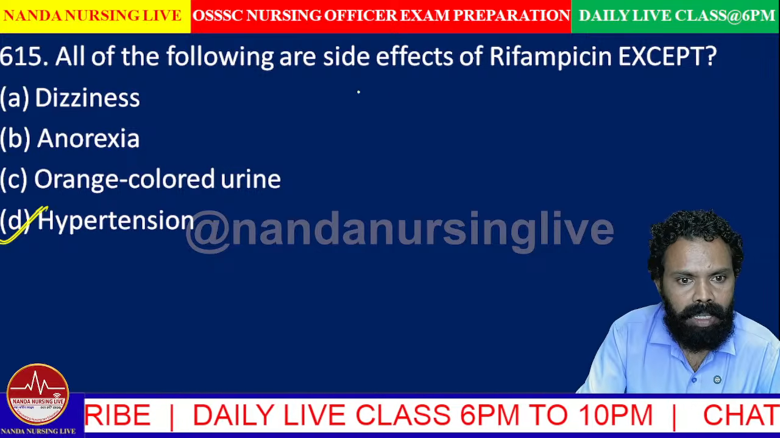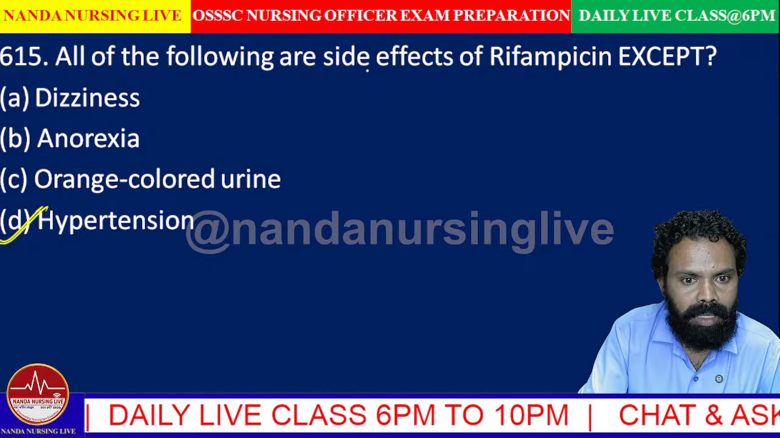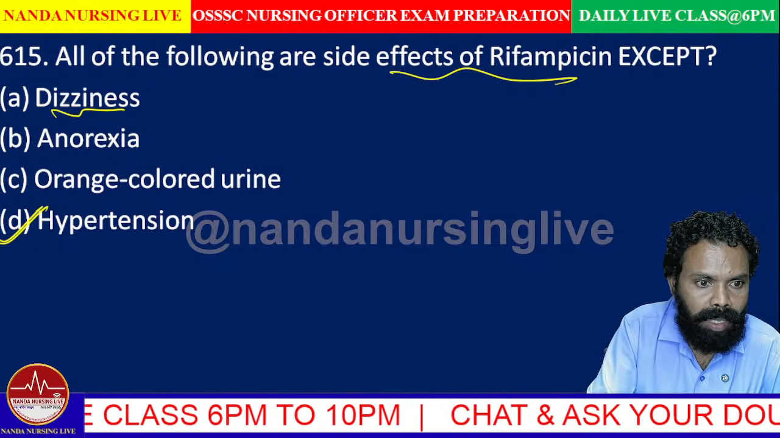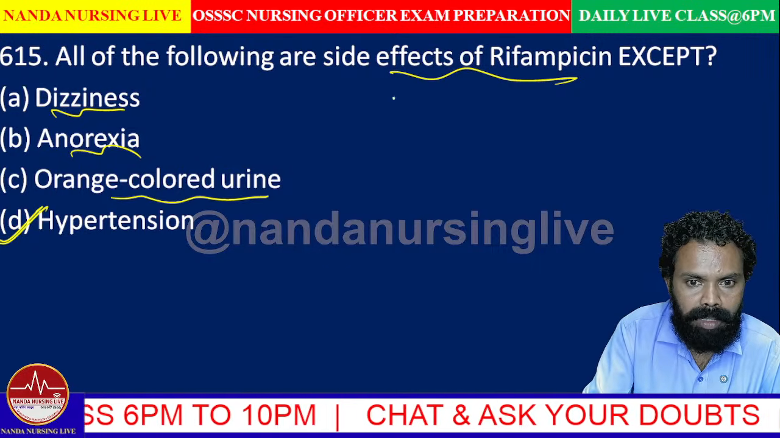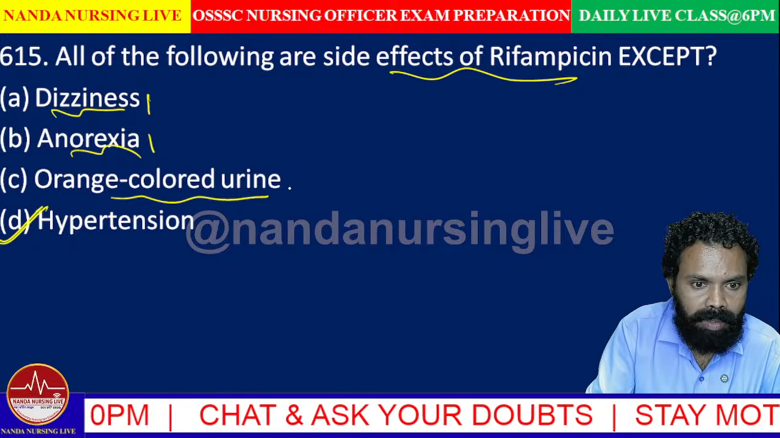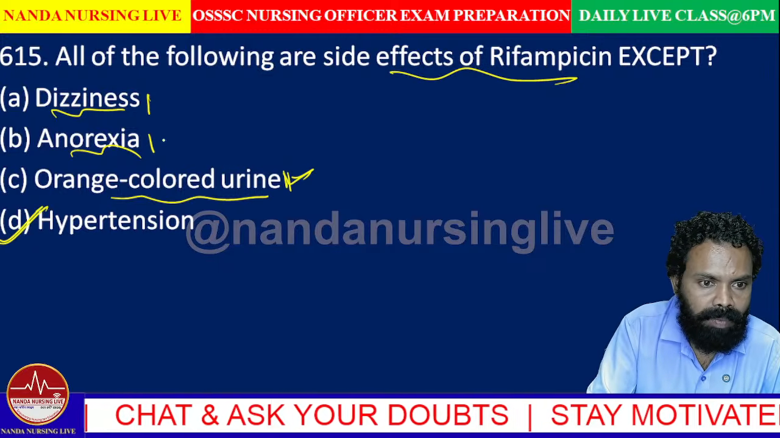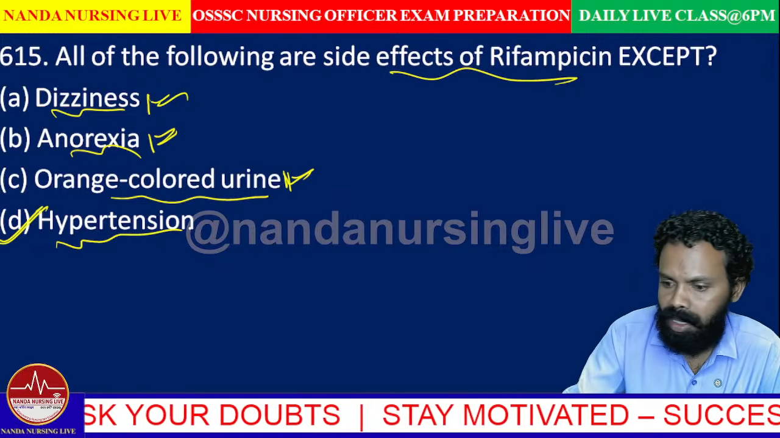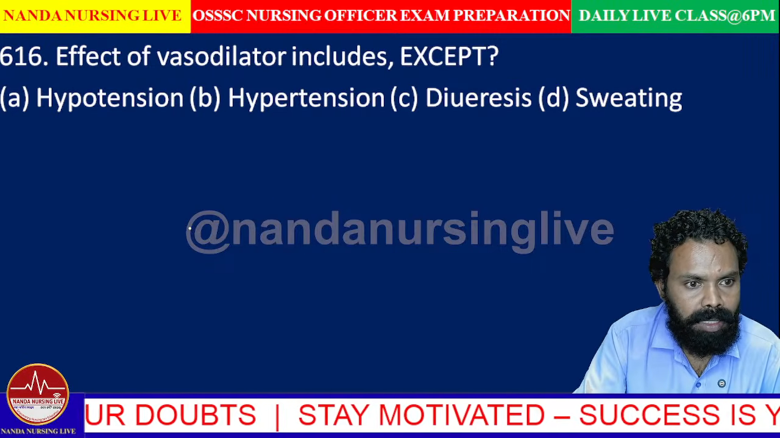These are all side effects of rifampicin, right? Dizziness, anorexia, orange color urine, these all are side effects of rifampicin, right? Except hypertension. So option D is the correct answer.